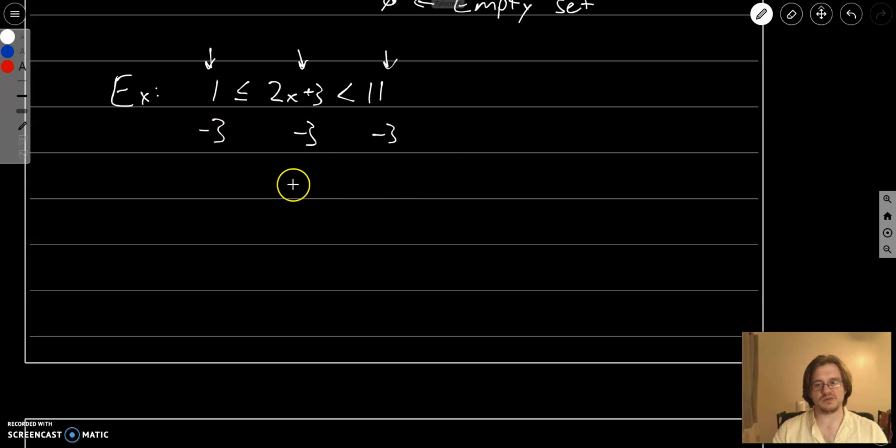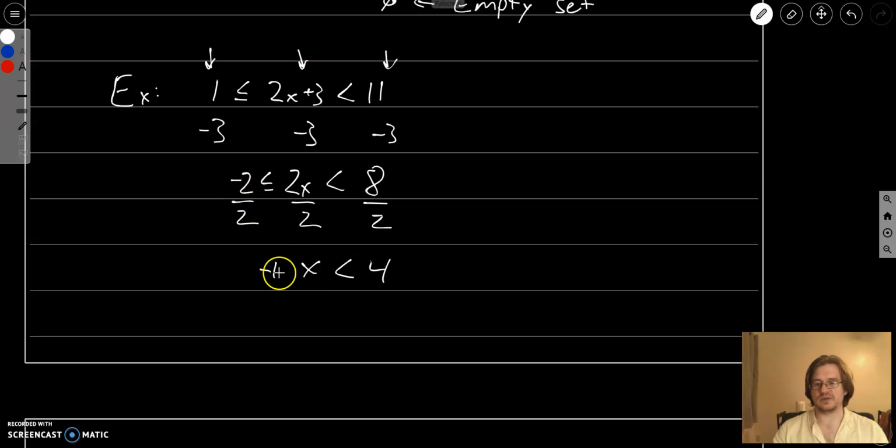So here if I subtract 3 from the middle, I just get 2x. On the right-hand side, I'll get 8, and on the left-hand side, I'll get negative 2. Again, I want to divide this middle section by 2, so I simply have to do that to every single one. So 8 divided by 2 is 4, 2x divided by 2 is x, and this last one will be negative 1. And then here we can use one of our finite intervals as well.